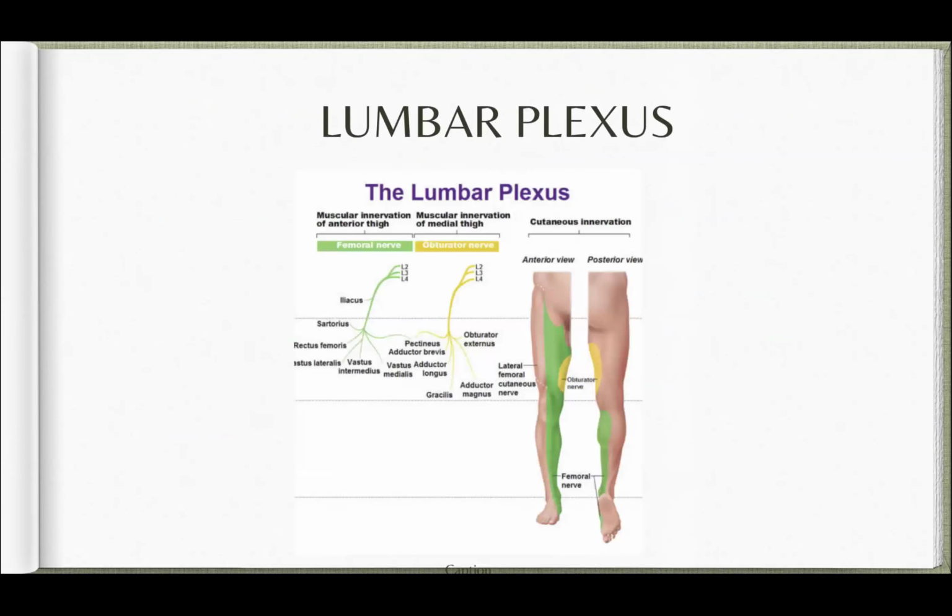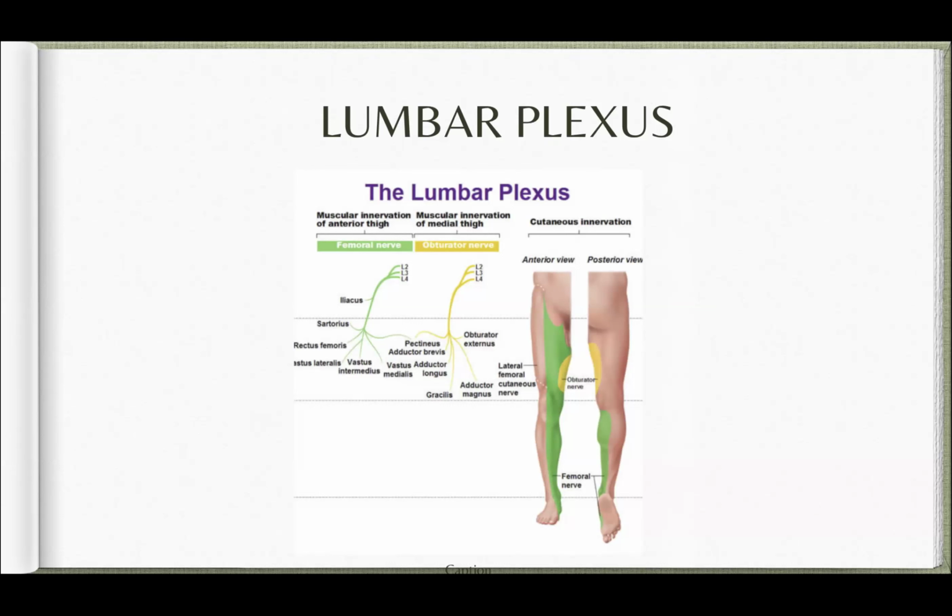Lumbar plexus. So the muscular innervation of the anterior thigh is mostly supplied by the femoral nerve, that is the posterior rami L2, L3, L4. The muscles that are supplied by the femoral nerve are the iliacus, sartorius, rectus femoris, vastus lateralis, vastus medialis, vastus intermedius, and a part goes to pectineus and adductor brevis.